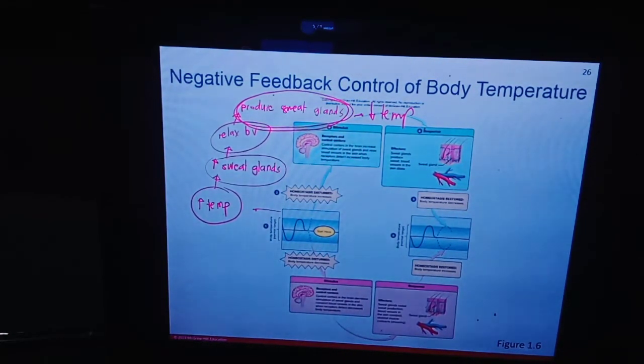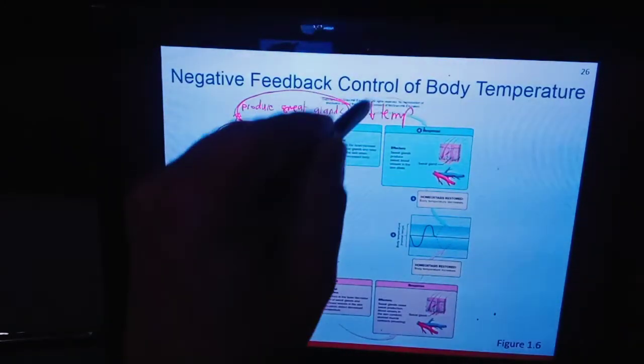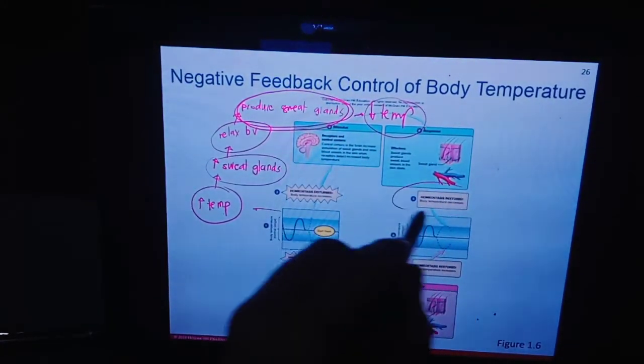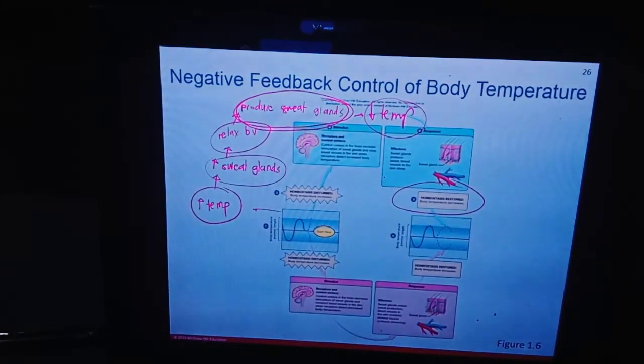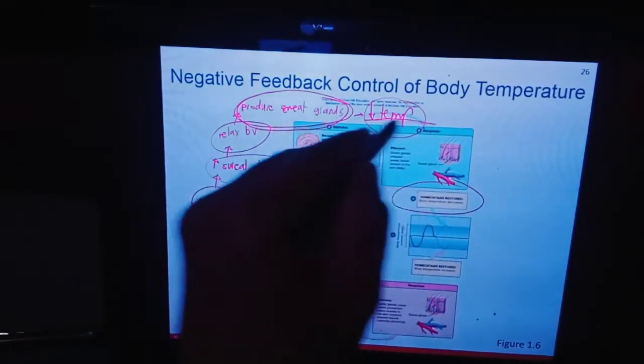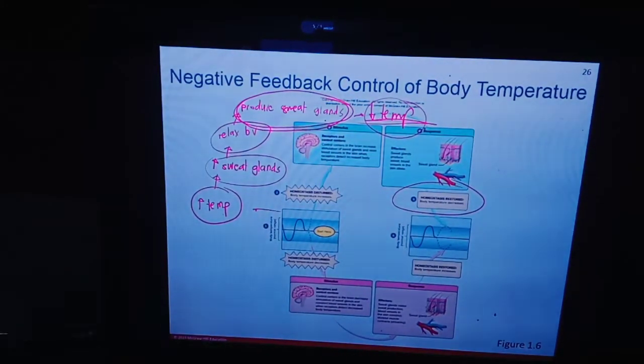Sweat glands produce your sweat. Blood vessels in the skin dilate. So as the skin dilates and you begin to sweat, water outside your body has a cooling effect, so temperature goes down. Bumalik ka ba sa dati? Na-restore mo ba yung homeostasis? Nag-decrease ba ulit sa normal ang temperature? Yes. Yun yung normal na tinatawag natin. That's the negative feedback mechanism.